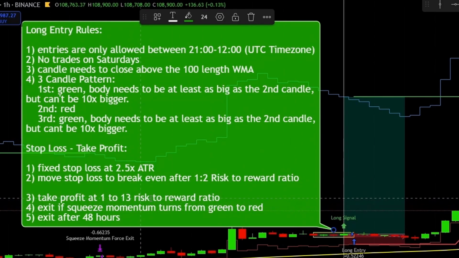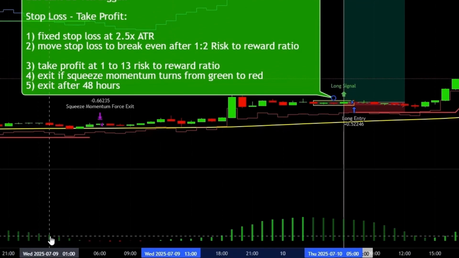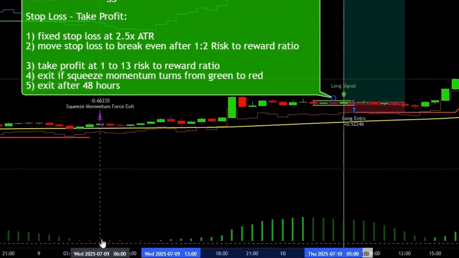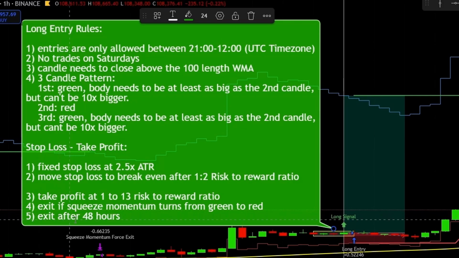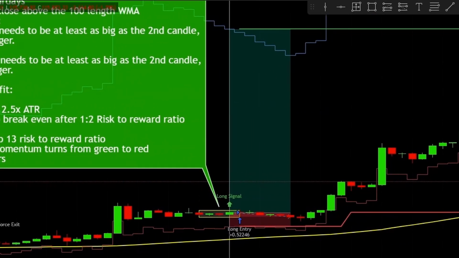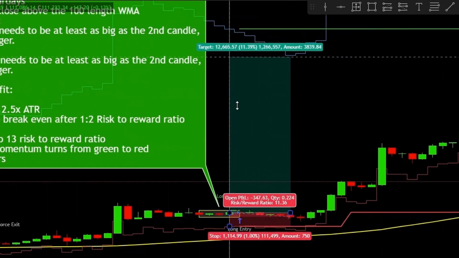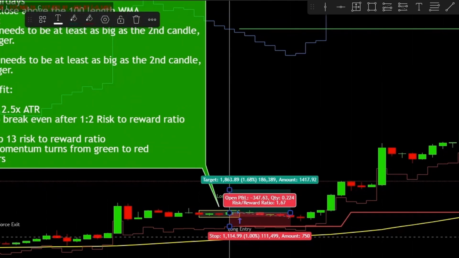We will exit the position if the squeeze momentum turns from green to red, like here. Or we will exit the position if neither the stop loss nor the take profit got hit after 48 hours. And as we are on the 1 hour candle, that means 48 candles. Let's see the move stop loss to break even, and then we'll see how this trade plays out.